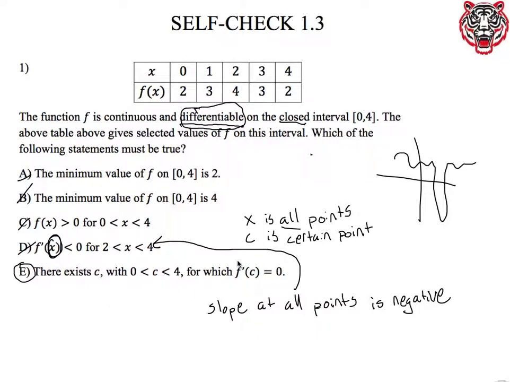Actually, before they even do that, we need someone to translate, and Kaylin's done the last 2 translations, so someone new. Someone translate f prime of c is equal to 0. There exists a certain point, a certain slope at 0. Close. You have the slope part right, because f prime is slope. Slope of what? Slope of all points. No. C is a certain point, so slope at a certain point.